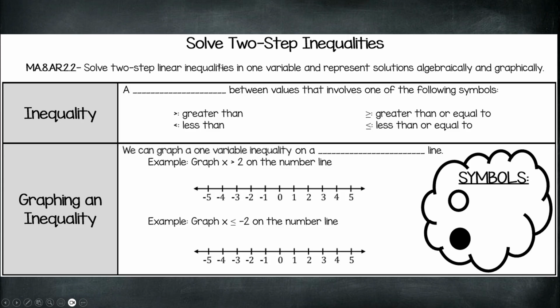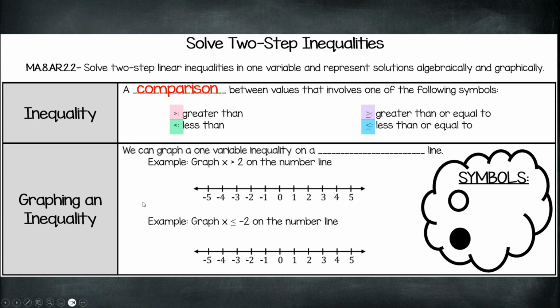All right. So to solve two-step inequalities, first of all, we need to know what an inequality is, and that is just a comparison between values that involve one of the following symbols. So we have our greater than symbol, our less than symbol, greater than or equal to symbol, and the less than or equal to symbol.